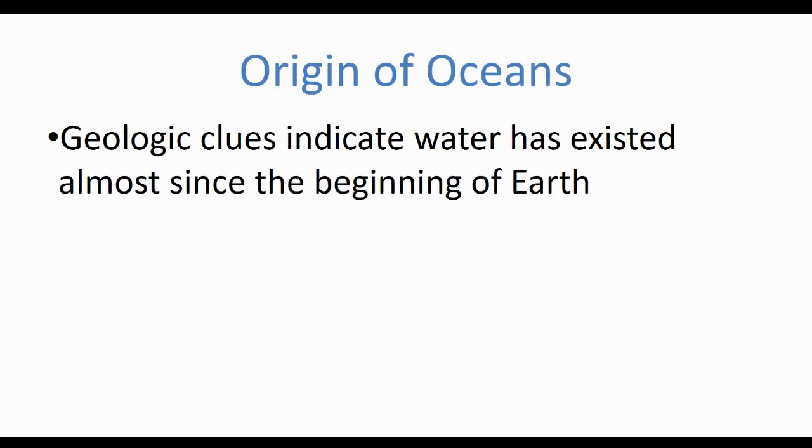So where did our oceans come from? We have geologic clues that indicate that water has existed almost since the beginning of Earth. To break this down, remember, the beginning of Earth means our planet is 4.6 billion years old. And we know that because of radiometric dating.